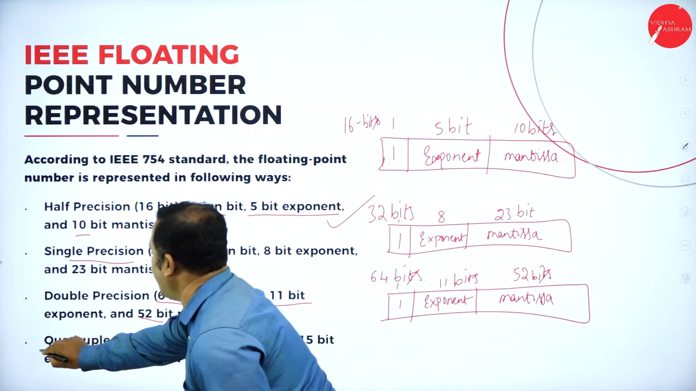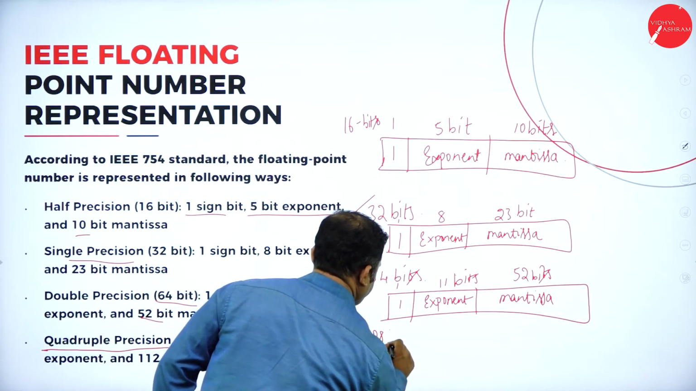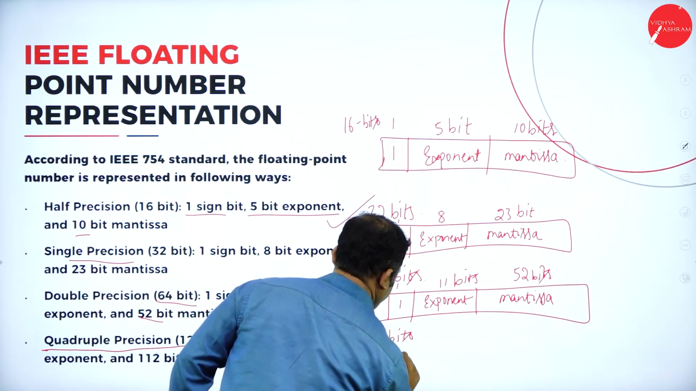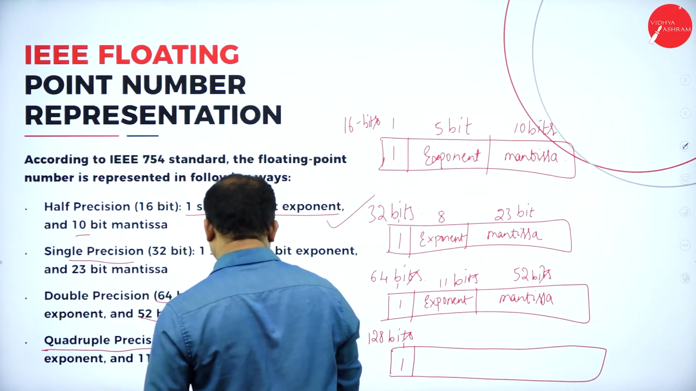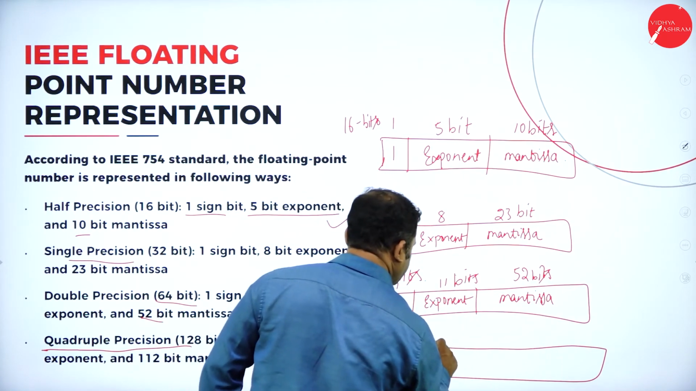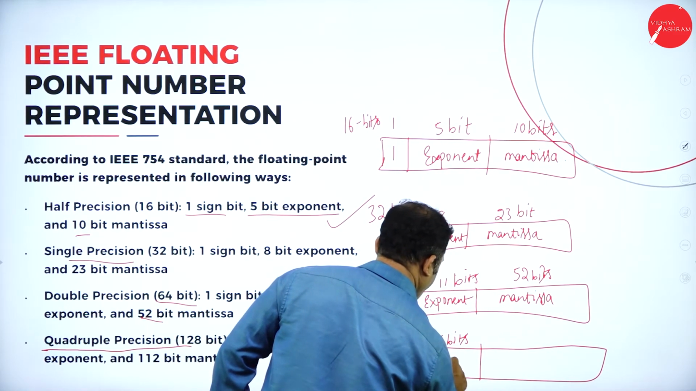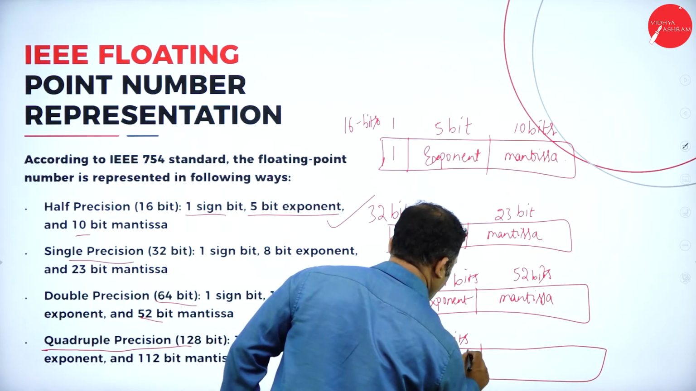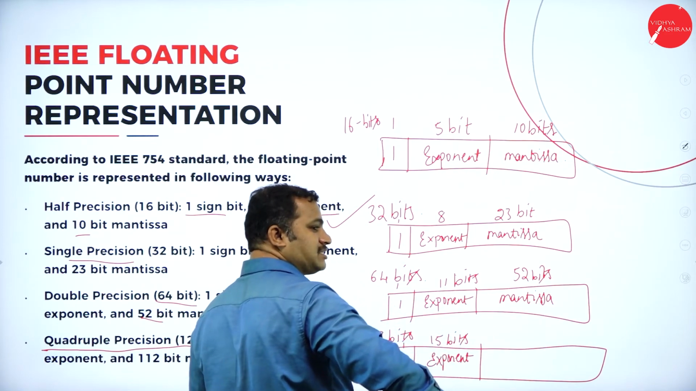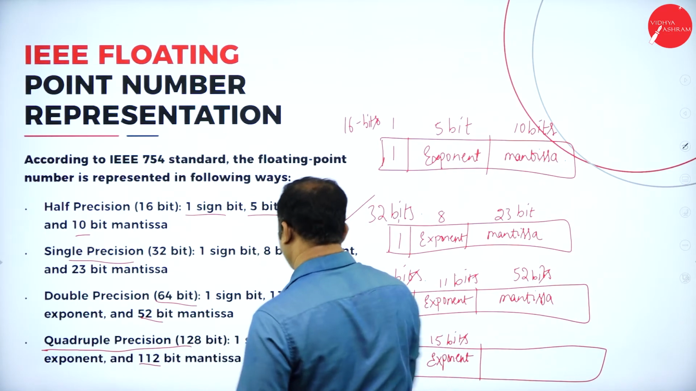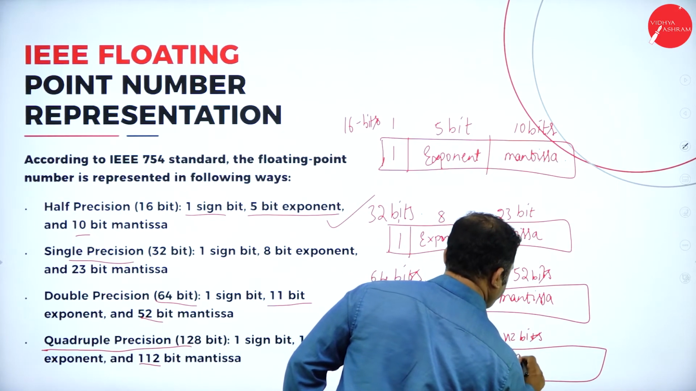Then we have quadruple precision. We have 128 bits here. One bit to represent the sign, then 15 bits to represent the exponent. Totally 1 plus 15 is 16. 128 minus 16, that is the rest, 112. So 112 bits towards the mantissa.